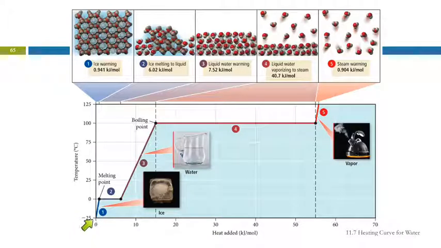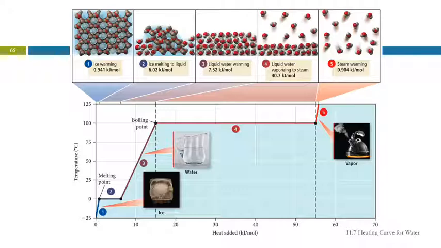So you add heat to the frozen water and it warms up until it gets to the melting point. At the melting point, the temperature will not increase until all of the ice has melted. Once all the ice has melted, then the temperature goes up again until it gets to the boiling point. At the boiling point, the temperature remains constant until all of the water has vaporized, and then the temperature will go up again.